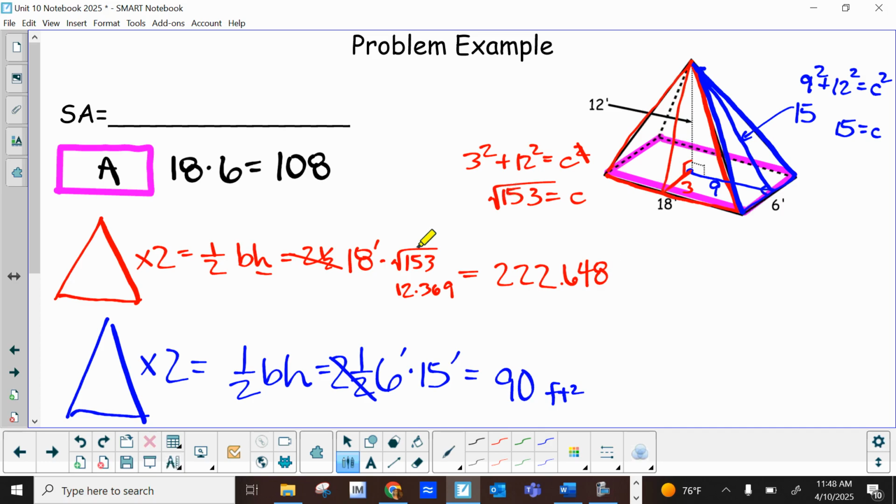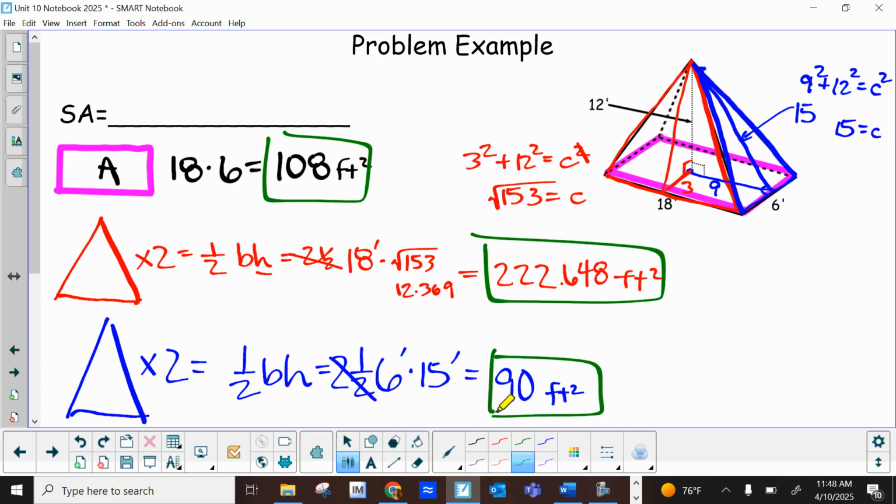And again, I just used the radical 153 and multiplied it by 18 to get that number. So if you got a different decimal, then you probably rounded too early. Okay, and that's square feet. The rectangle over here is 180 square feet. So guess what I'm going to do? I'm going to take this, this, and this, and add all three green boxes. That's going to give me the total surface area of that non-regular or rectangular pyramid. It's a non-regular base.